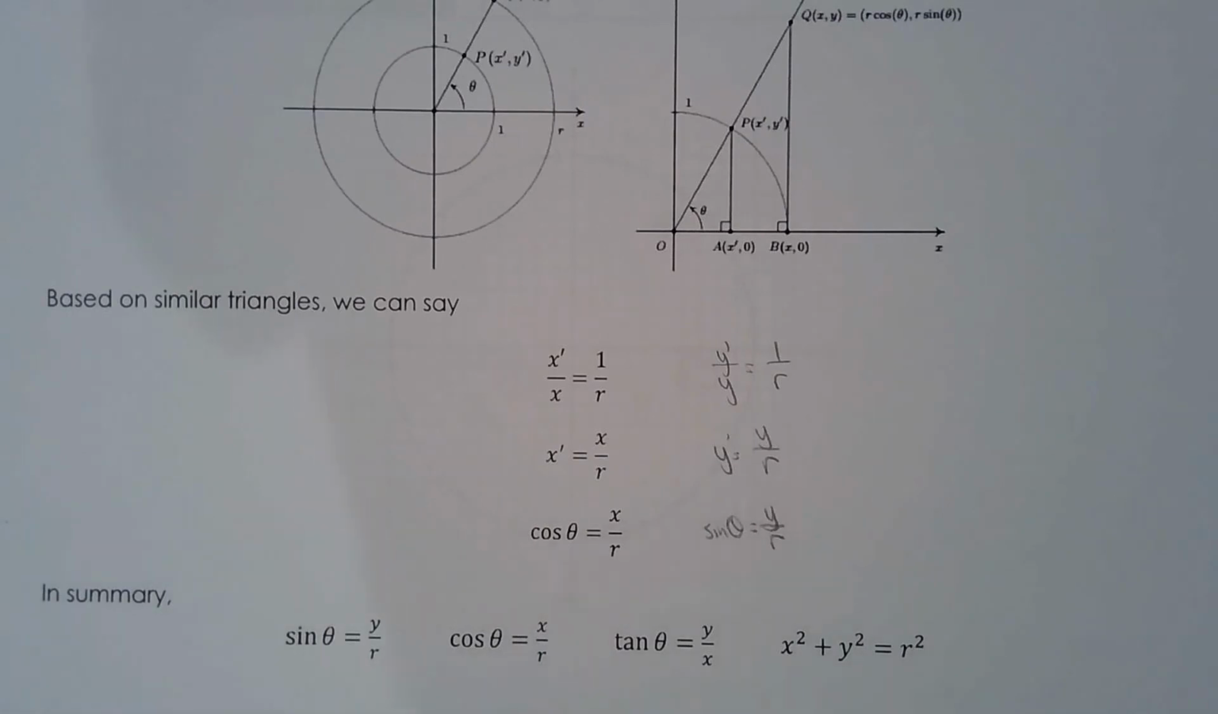It still ends up being y over x, and you can study the two similar triangles to show yourself that relationship. So in summary, if it's not the unit circle, then sine theta is y over r, and cos theta is x over r. Tan theta will always be y over x no matter the radius of the circle. And what about x squared plus y squared equals r squared? That comes from grade 10 as well. That's the equation of a circle centered at the origin.